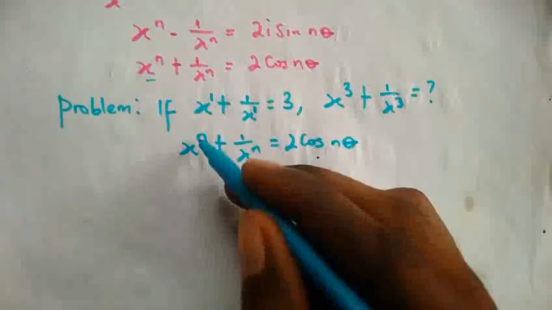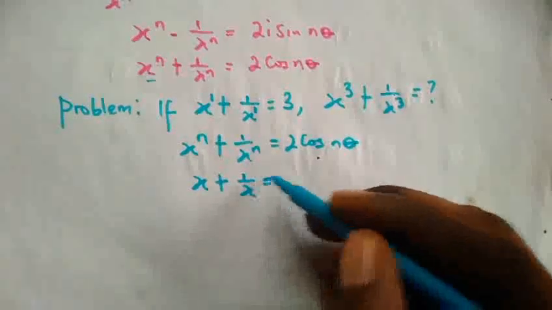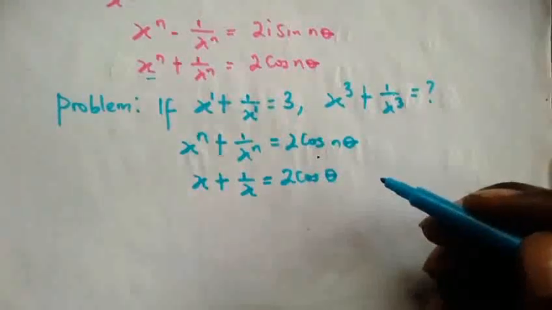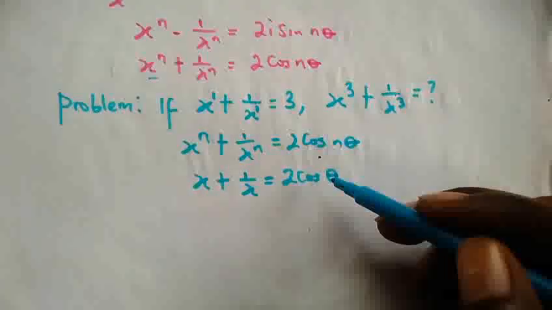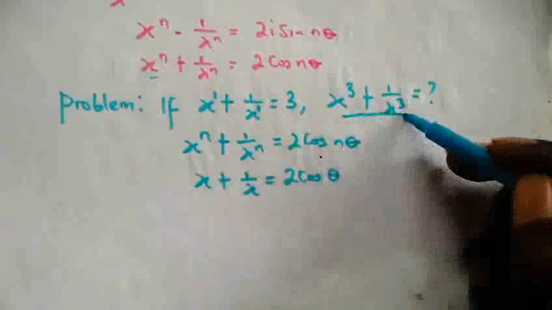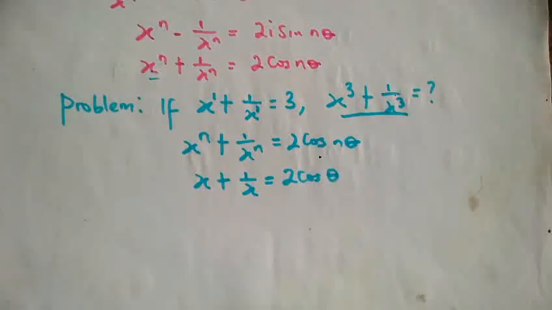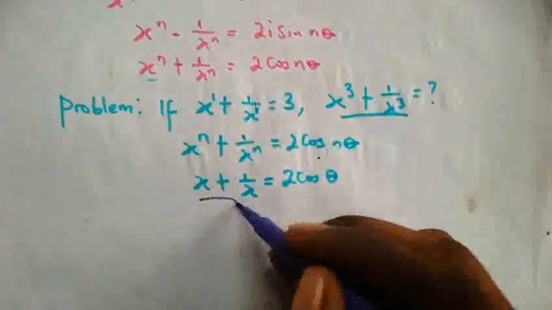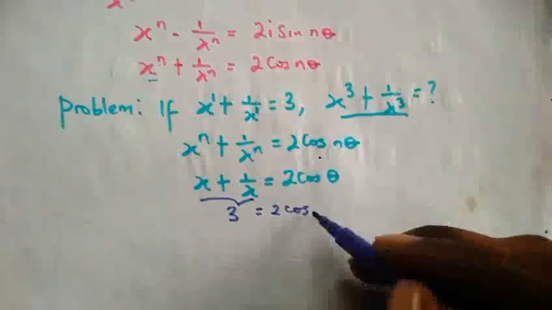If you take n equal to 1, we have x plus 1 over x is equal to 2 cos theta. Now our major priority is to find the value of theta, and when we get the value of theta, getting the value of this expression will be very easy. How do we get the value of theta here? Remember that x plus 1 over x is equal to 3. So instead of writing this, we substitute it using 3, so 3 is equal to 2 cos theta.